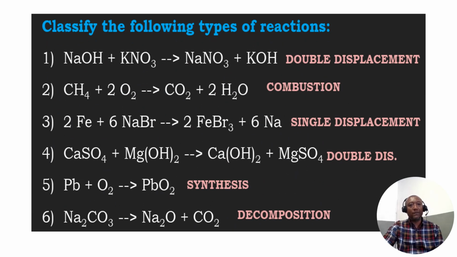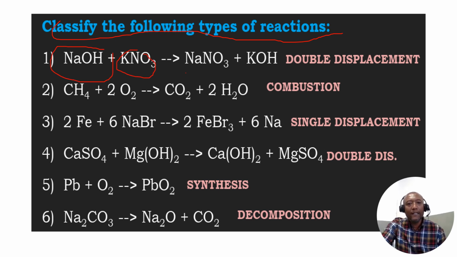Now let's see solved problems. The instruction says: classify the following types of reaction. For example, here you have sodium hydroxide treated with potassium nitrate and sodium nitrate plus potassium hydroxide is formed. So what type of reaction is this one? Double displacement. But our second reaction, we have an alkane which consists of only one carbon atom, methane. When it reacts with oxygen and forms carbon dioxide plus water, it means a combustion type of reaction.